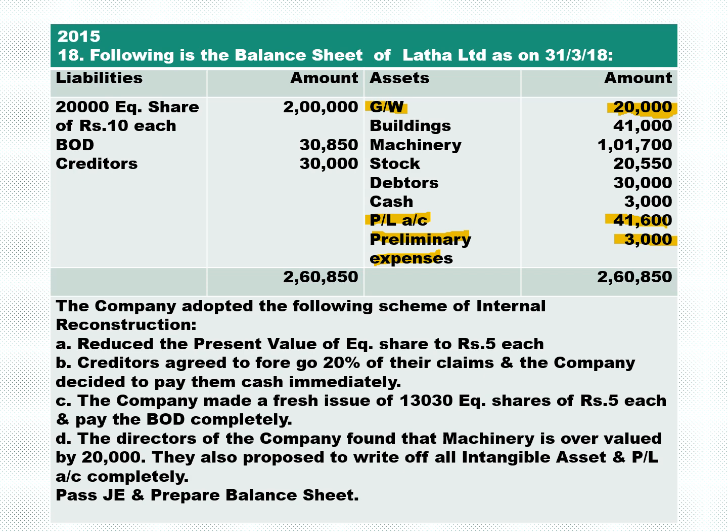Reduce the present value of equity share to rupees 5 each. In the balance sheet we have equity share of 10 rupee. It is reduced to 5 rupee. It means capital reduction is rupees 5. I repeat, capital reduction is rupees 5.